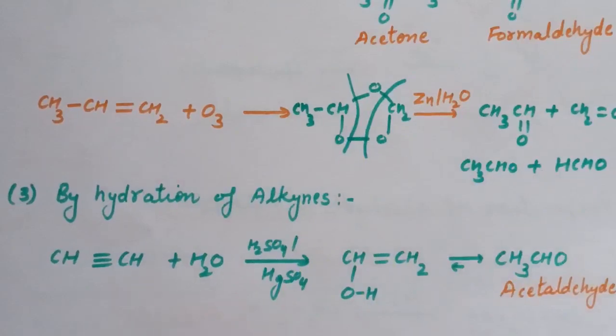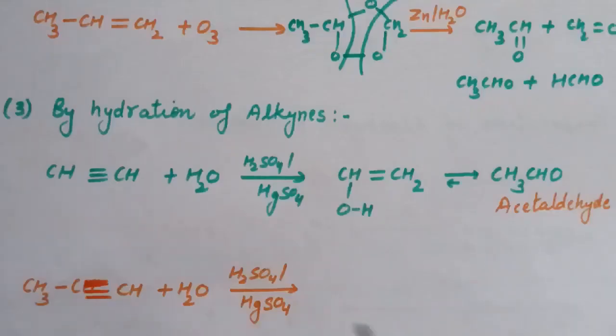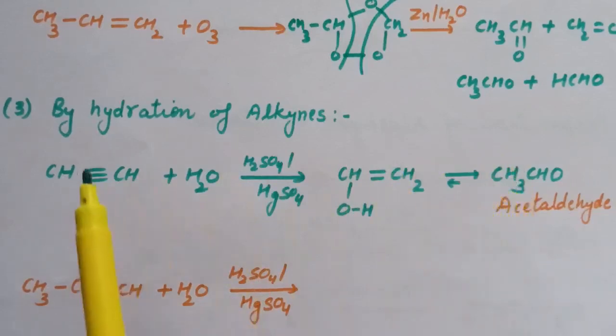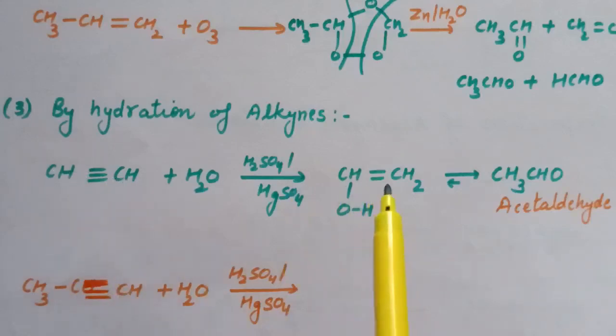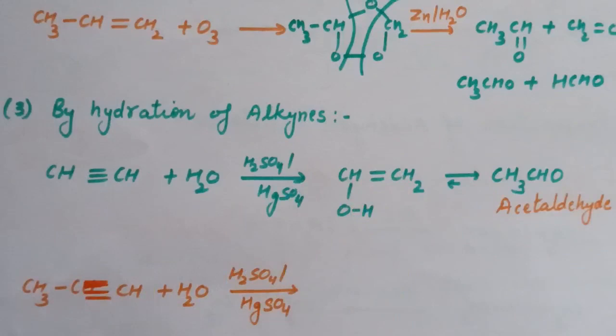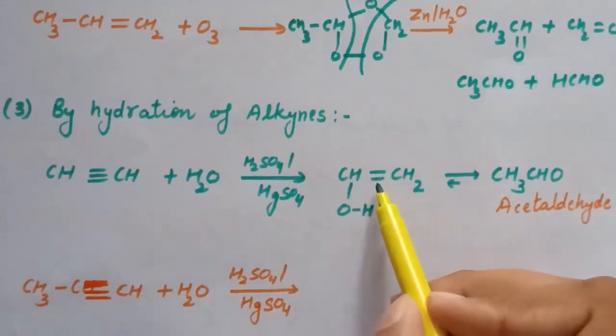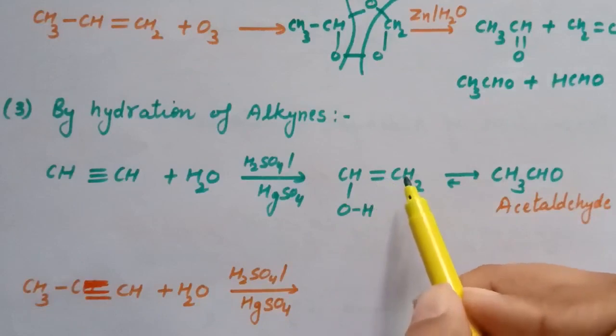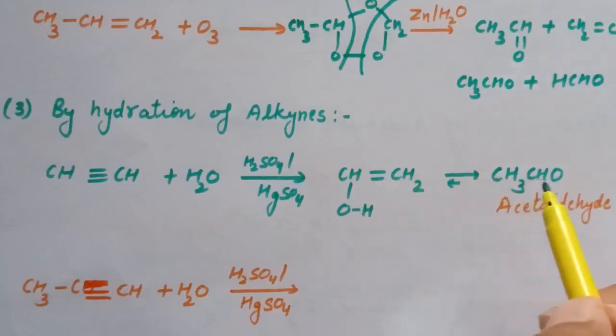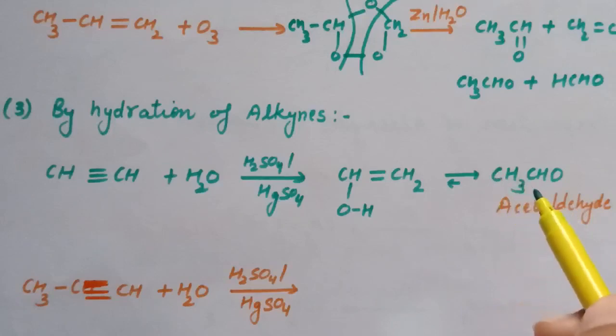Third is by hydration of alkynes. So addition of water on ethyne in presence of H2SO4 and HgSO4. Addition of water takes place on this triple bond, and this will rearrange, and therefore this converts to aldehyde. After this formation, this will rearrange, this bond will shift here, and this hydrogen will go to this carbon atom, and acetaldehyde is formed. The IUPAC name for this compound is ethanal.